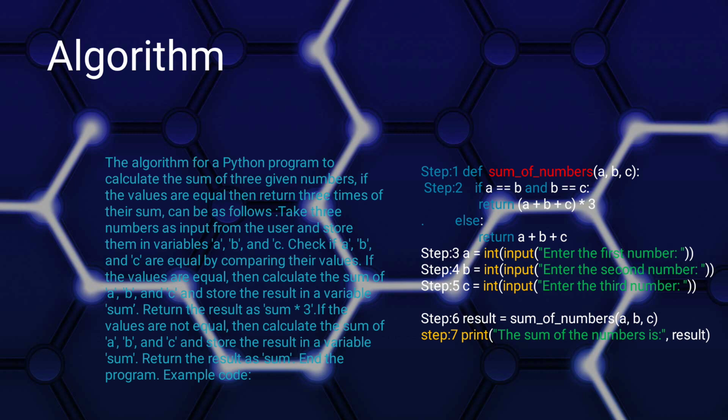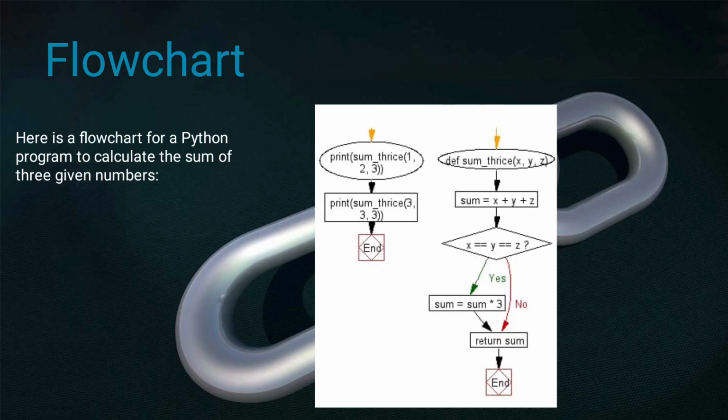This is an algorithm, and the algorithm process should be written on the right side, and we can write it as step 1, step 2, step 3, step 4, and more. And then flowchart.